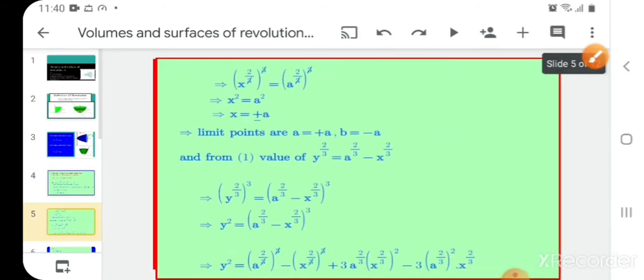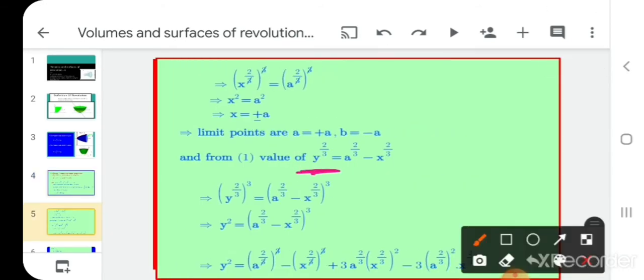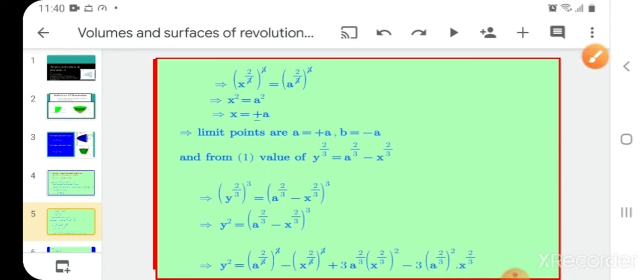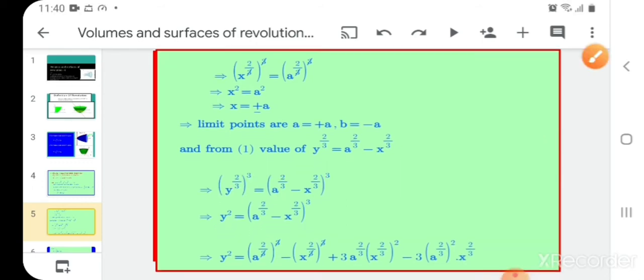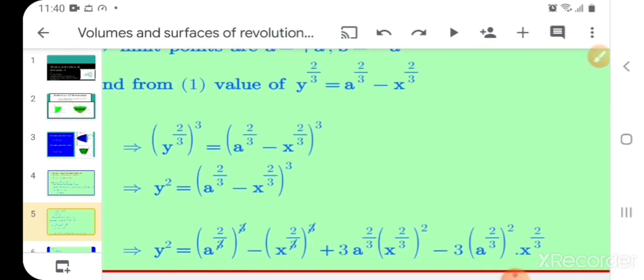See here, I read here. y power 2 by 3 equals a power 2 by 3 minus x power 2 by 3. But we want the y square value. Again, cubing on both sides. Here I cube on both sides. What happened? The 3s cancelled. The remaining term is y square on the LHS. And on the RHS, what do we have here? a power 2 by 3 minus x power 2 by 3 whole cube.